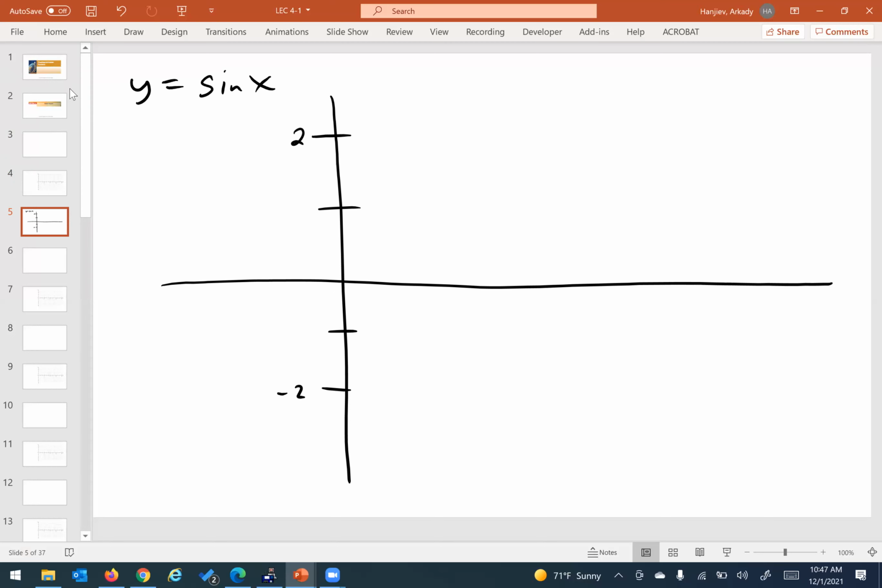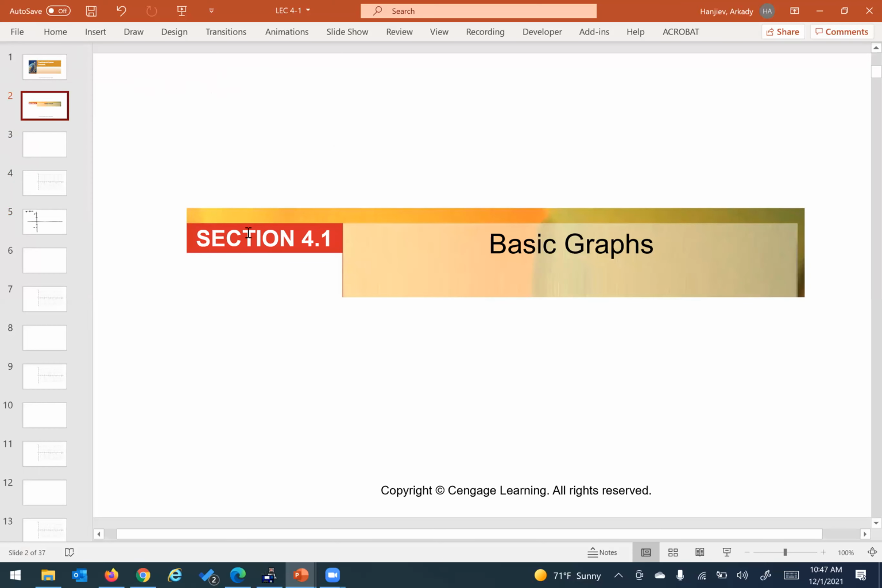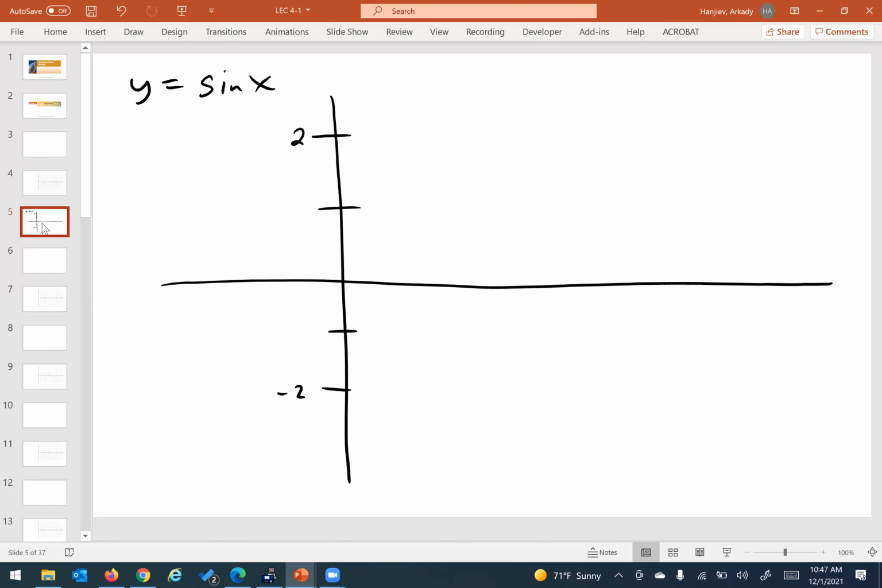So real quick, just so we begin here, we've kind of started 4.1 three times. We're good. So if you want to put notes in, if you want to actually say 4.1 basic graphs, take 3. So now we're officially starting.